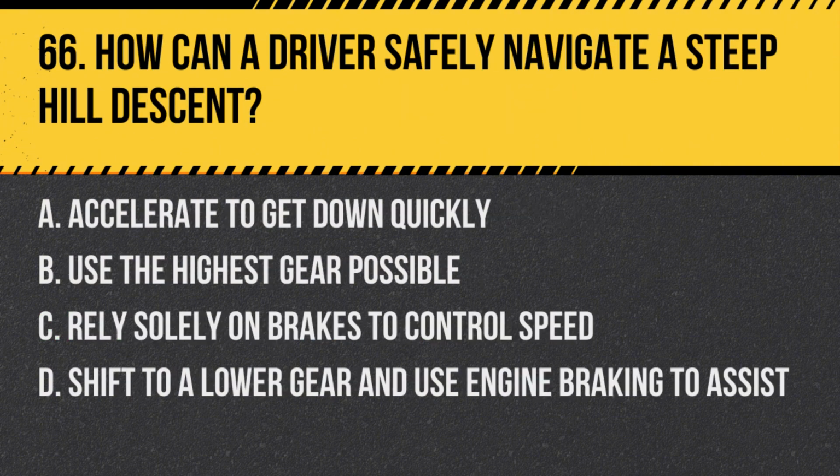Question 66. How can a driver safely navigate a steep hill descent? A. Accelerate to get down quickly. B. Use the highest gear possible. C. Rely solely on brakes to control speed. D. Shift to a lower gear and use engine braking to assist. Answer: D. Shift to a lower gear and use engine braking to assist. This method helps control speed without overusing the brakes.